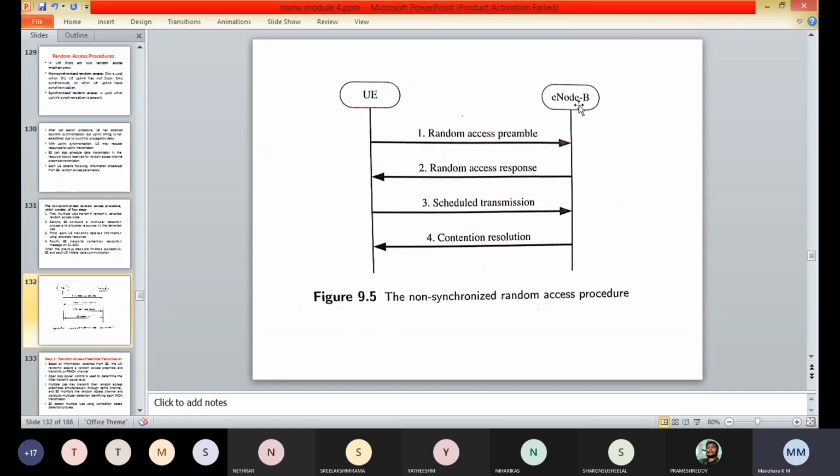Here multiple user equipments may transmit their random access preambles simultaneously through the same channel, and the eNode B monitors the random access channel and conducts multi-user detection by identifying the random access channel transmissions.